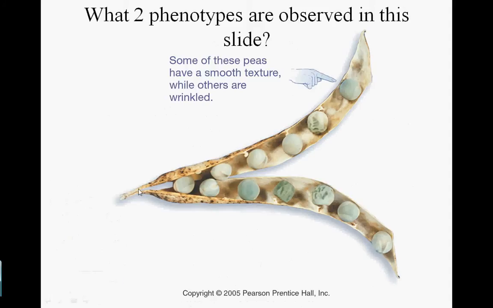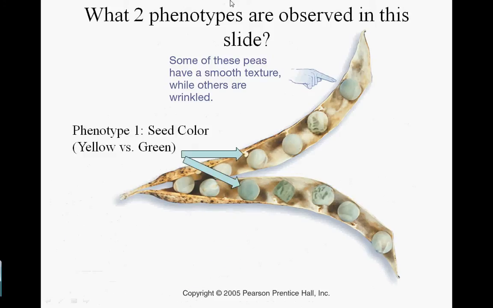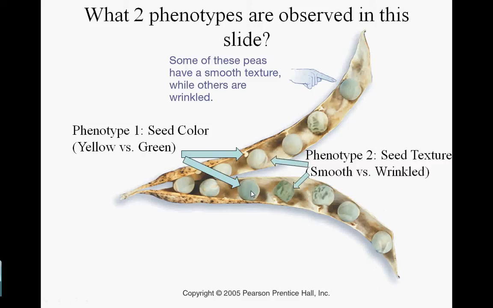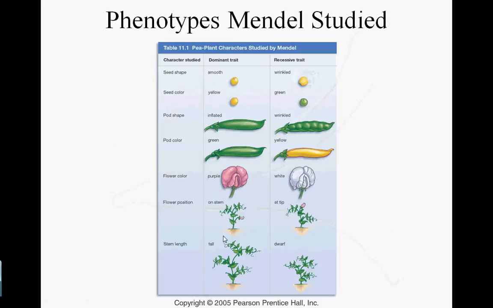So if we look here, these were the actual pea plants he studied. What two phenotypes are observed on this slide? Well, he looked at seed color, so you can see this yellow and the green seeds. He looked at seed color, but he also looked at seed texture. So you can see a green wrinkled seed right here and a smooth seed right here. So wrinkled and smooth and yellow and green were the two phenotypes that are observed on this slide.